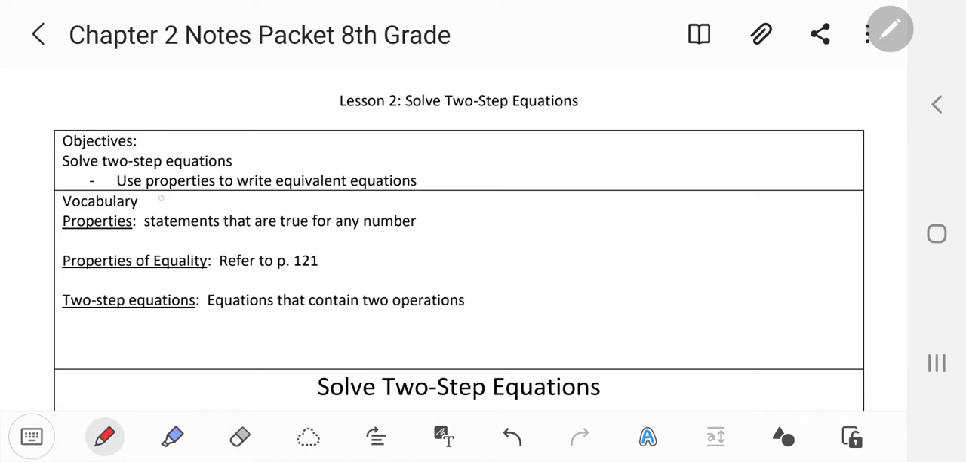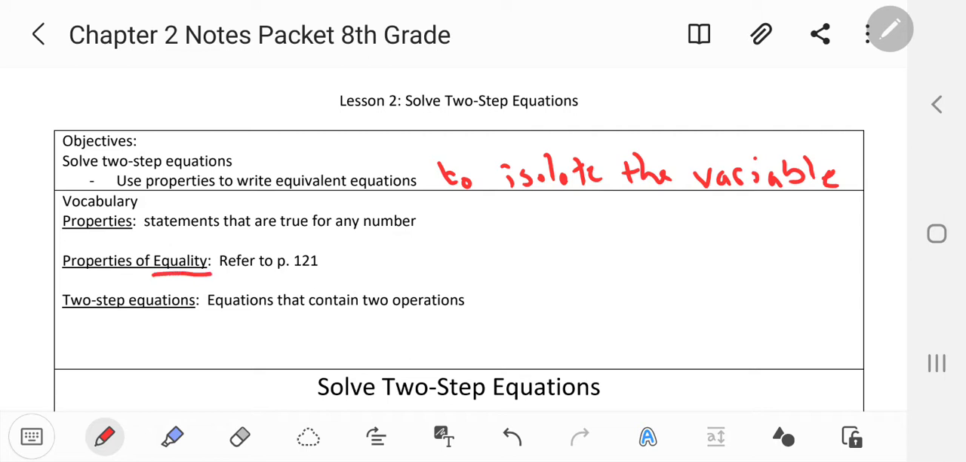are to use properties to write equivalent equations. What? I thought it was to solve. It is to solve, to write equivalent equations to isolate the variable. Get the variable by itself so then we know what the variable is equal to. Properties are statements that are true for any number, like the commutative property and the associative property. They're always true, no matter what numbers you use. All right, well, we are going to be focusing on specific properties, the properties of equality.